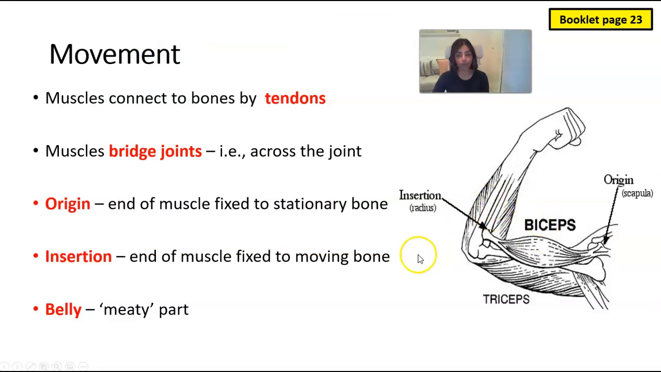Okay, welcome back. Hopefully you have completed all that work. We're going to jump ahead to page 23 of your booklet, and we are going to be looking at the overall growth structure of the muscular anatomy, just at a really basic level.